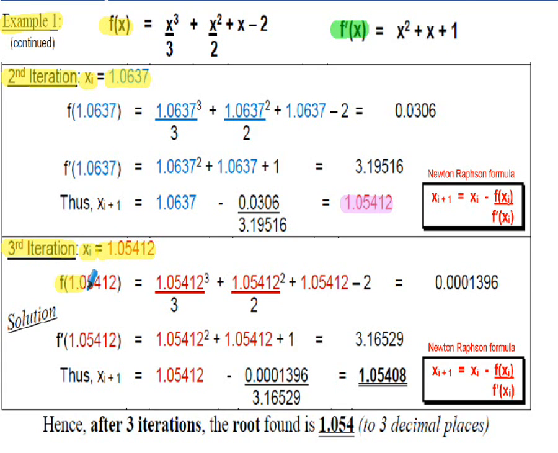So for the third iteration, hopefully you've attempted this, using an xi of 1.05412. We have to work out our function of x value. So in this case, put the 1.05412 into the equation for the function of x, which gives us a value of 0.00001396. Put the value of 1.05412 in the function dash x equation, and evaluating gives us a value of 3.16529. And then working out the next estimate for the root gives us a value of 1.05408. So after 3 iterations using the Newton-Raphson technique, we find a root at the value of 1.054 to 3 decimal places.